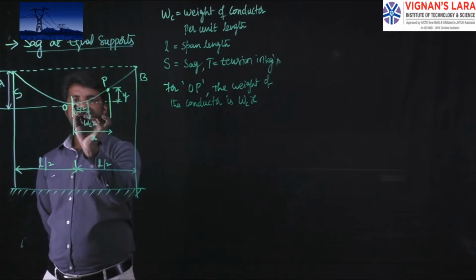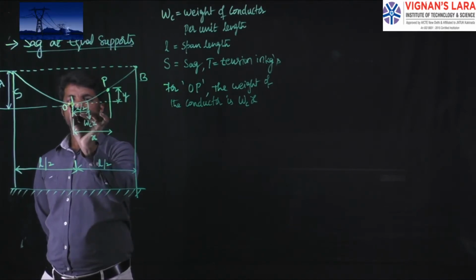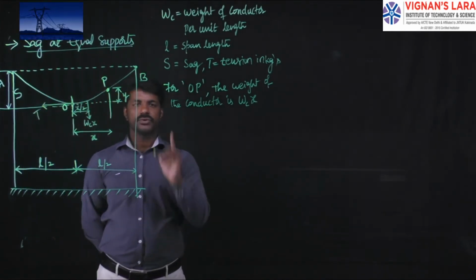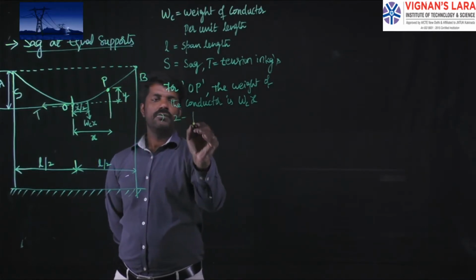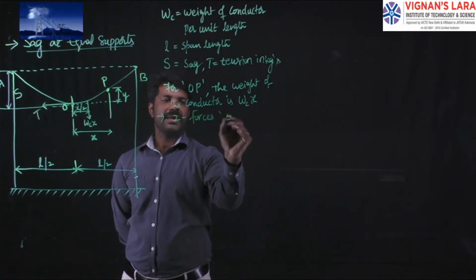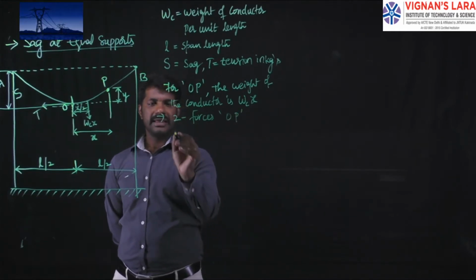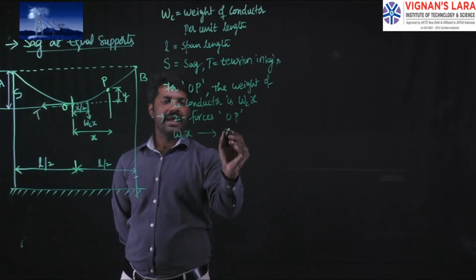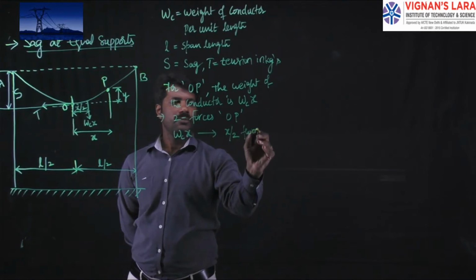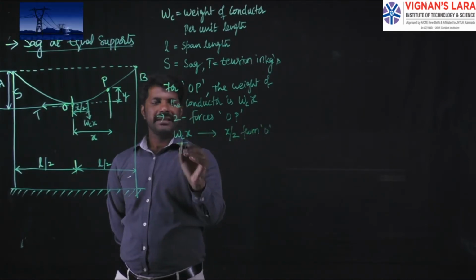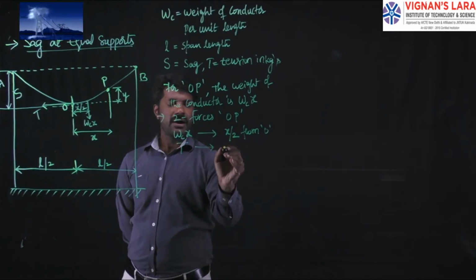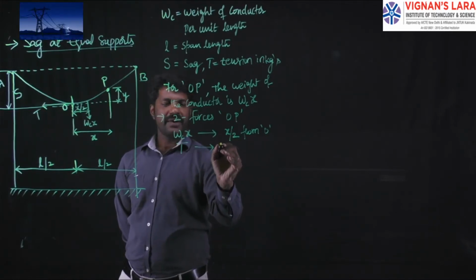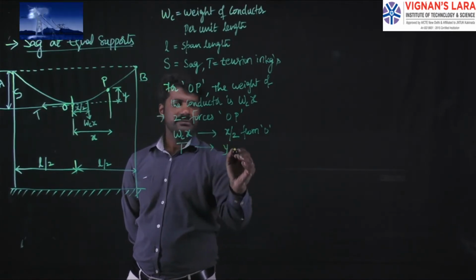Next, the tension acting upon the point P due to this OP portion will be in a tangential direction with capital T. Then there are two forces acting for that portion OP of the conductor length. They are WC into X weight acting at a point of X by 2 meters from O, and capital T is the tension acting horizontally or tangentially at point O, for a vertical length of Y at point P.